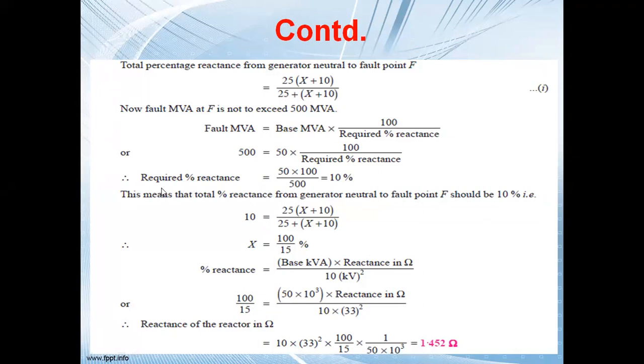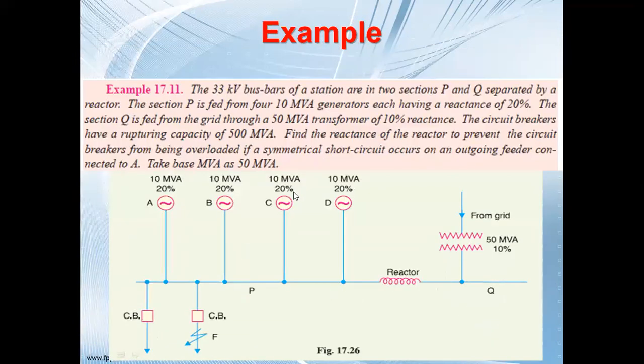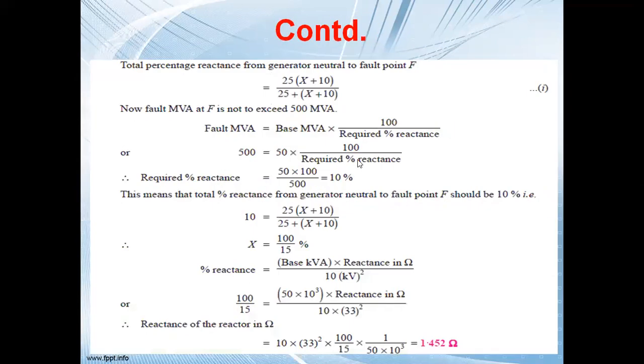Required percentage reactance will be how much? It is 50 into 100 by 500. What is 50 here? So base MVA. Correct. And this 500 is what? It's the fault MVA. So base MVA into 100 by fault MVA, that will be your percentage reactance. Yes or no?